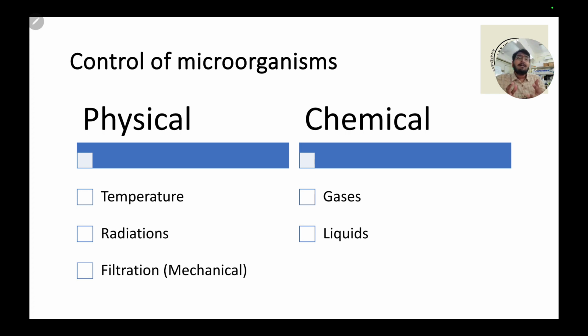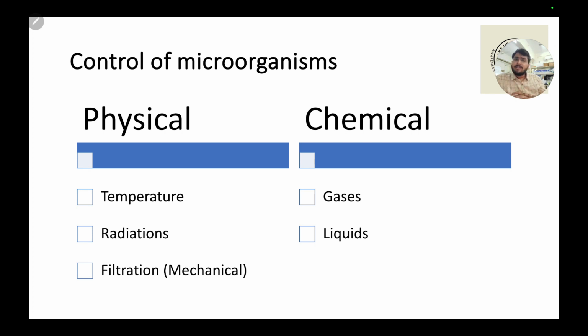Similarly, gamma radiation is used to control microbial growth. There are several food products in the market, especially ready-to-consume food products, which are treated with gamma radiation so that their shelf life gets increased. So radiations have been a very common method to control microbial growth.